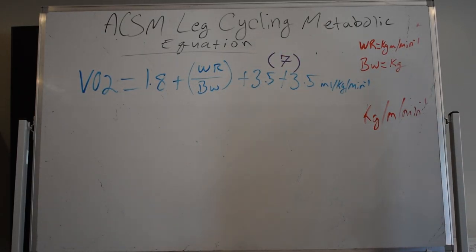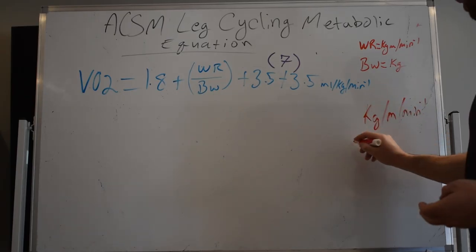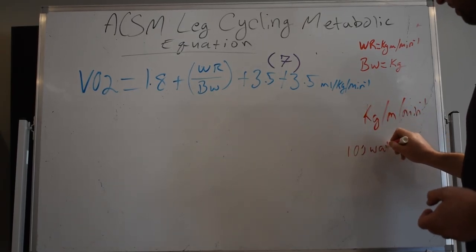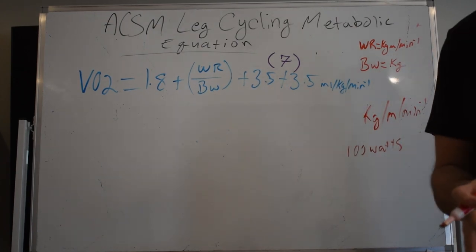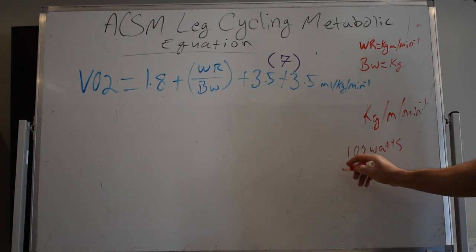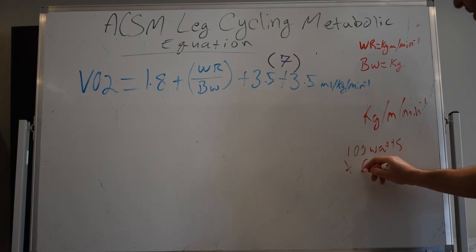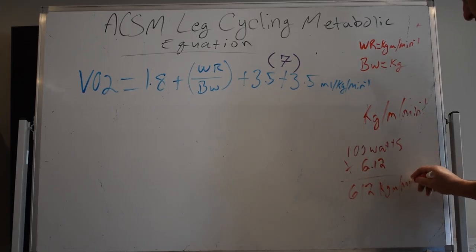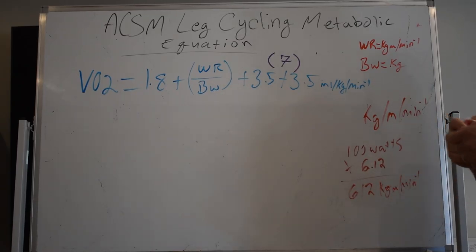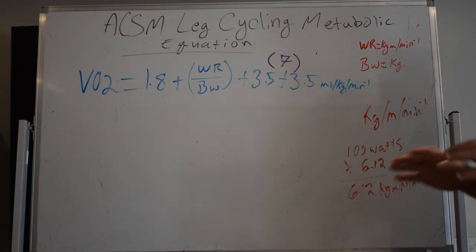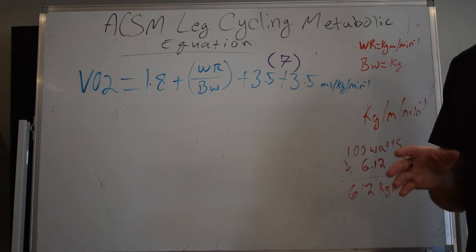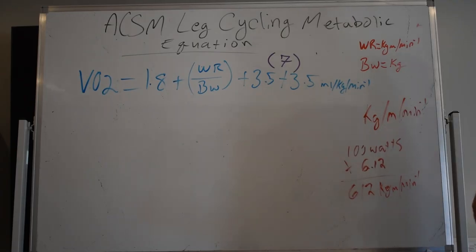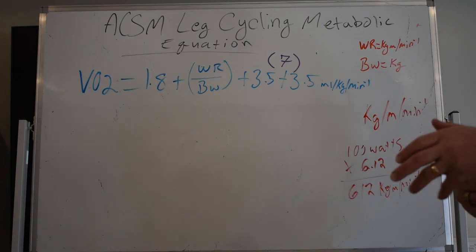Now, if you get a question that tells you about the work rate in watts, say you have an individual that's cycling at 100 watts, you have to convert that into kilogram meters per minute. The way you do that is you take whatever watt number you have, multiply it by 6.12, and that will give you your kilogram meters per minute. Sometimes you can just round this off to 6. I believe on the ACSM exam they still allow you to do that, but you want to reference your ACSM Guidelines for Exercise Testing and Prescription manual for that.